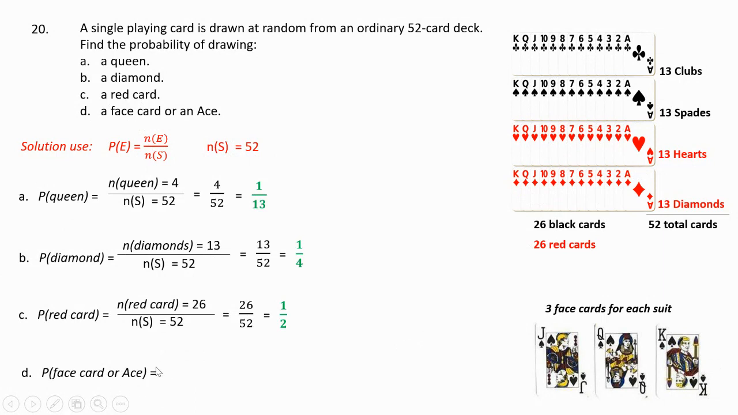Okay. A face card or an ace. For every suit, right, there's 3 face cards. So 3 times 4 is 12. And then every suit has 1 ace. So it's going to be a face card or ace, which will give us 12 plus 4, right, over 52. We simplify, will give us 4 over 13. That's a really simple problem, guys.